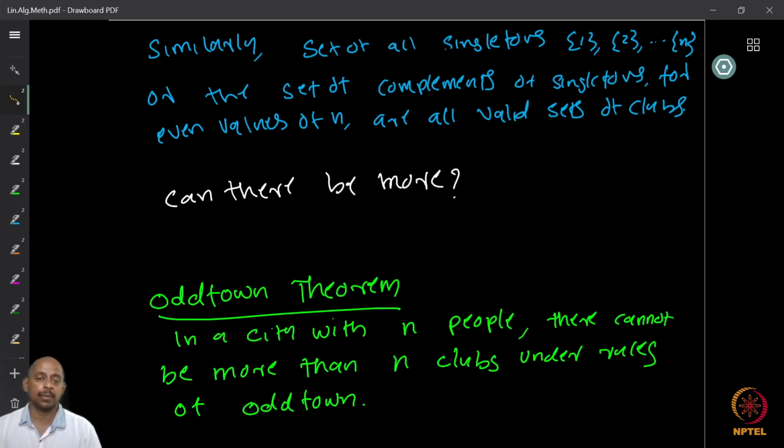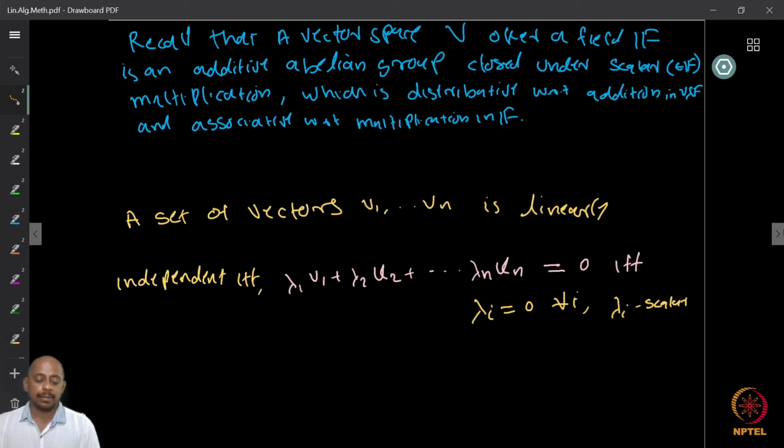So now how do you prove this? If you can think about proving this yourself, spend some time on this. It's a nice question. So we want to prove that if the city has n people, then you cannot have more than n clubs if rules 1 and 2 of odd town are followed. Okay, so here is the proof.